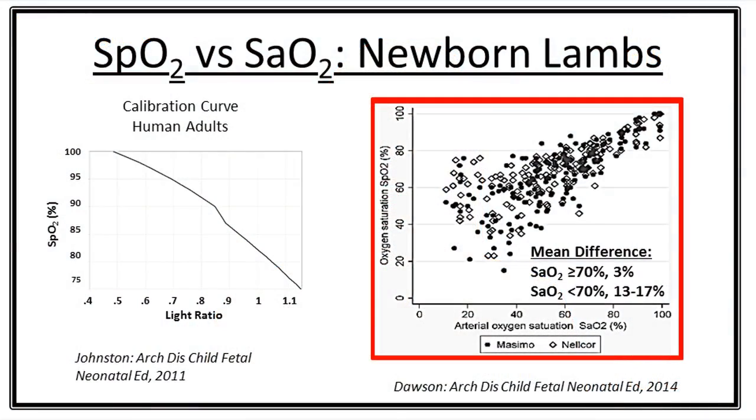Well, this study done in lambs showed that the pulse oximetry compared to arterial values created a mean difference of about 3% over 70% saturation. However, below 70%, the mean difference increased to 13 to 17% depending on the manufacturer. This tells us in the NICU setting that during desaturation events, more likely than not, we are overestimating what the oxygen saturation value is at that point in time.